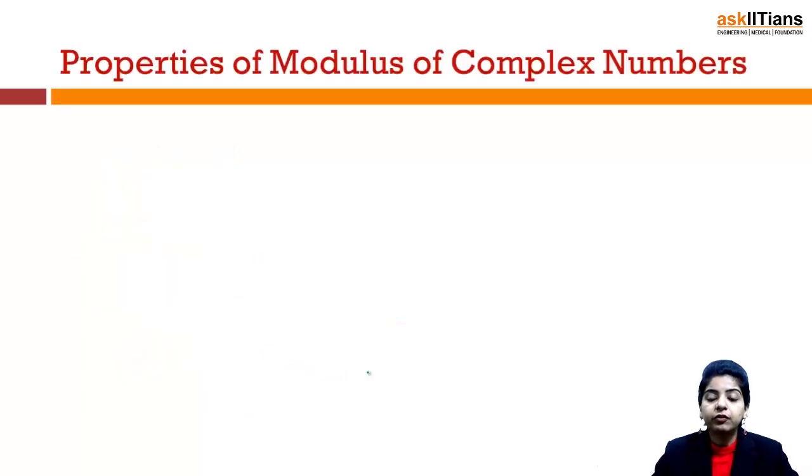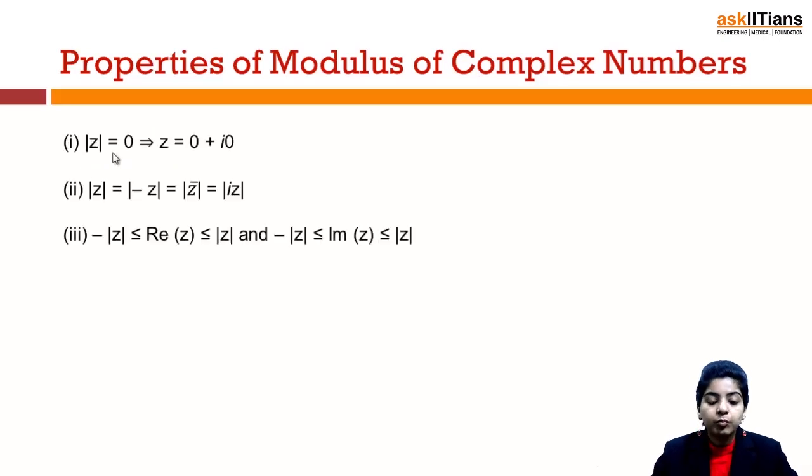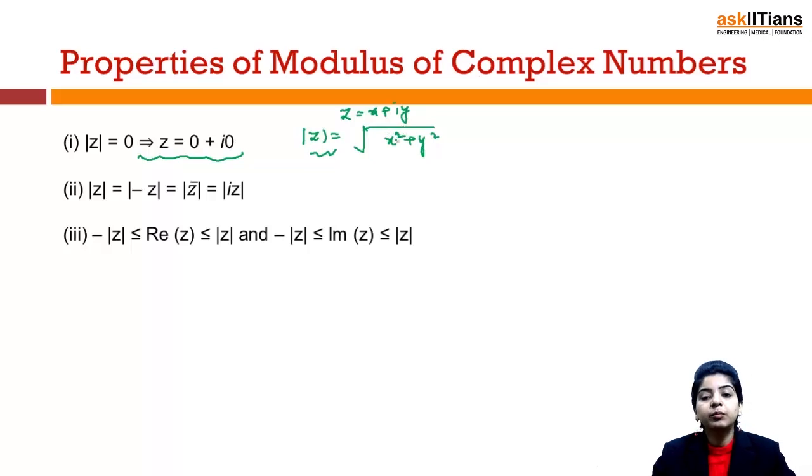Now we have the properties of modulus of complex numbers. First of all, we have modulus of z is 0 will imply z is 0 plus 0i, that is z is 0. This is also quite obvious because we have seen that modulus of z is under root of x square plus y square if z is x plus iy. So when can modulus of z be 0? Only provided x and y both are zeros. Unless both x and y are zeros, we cannot have the sum of squares of x and y to be 0. So this means that z has to be 0.